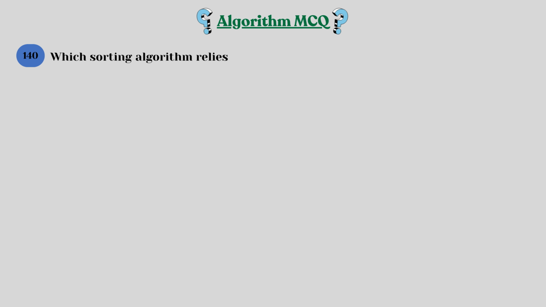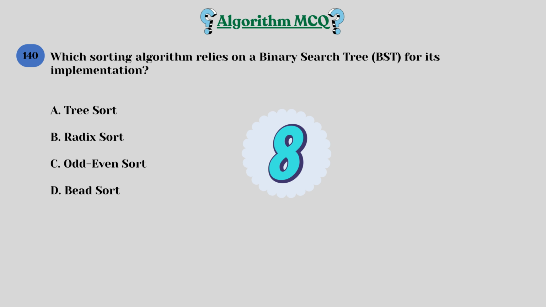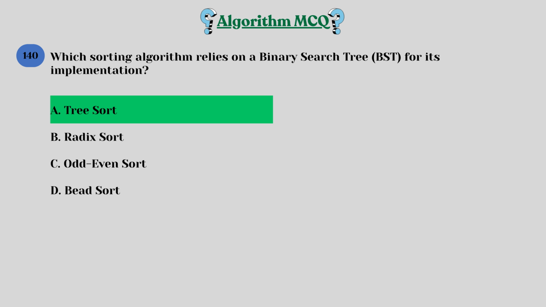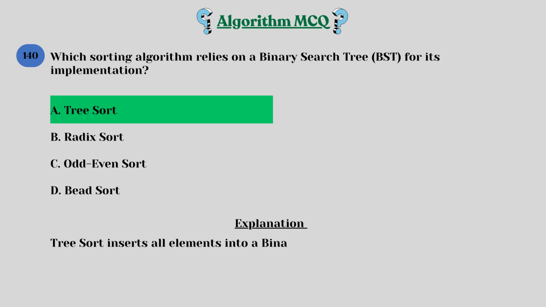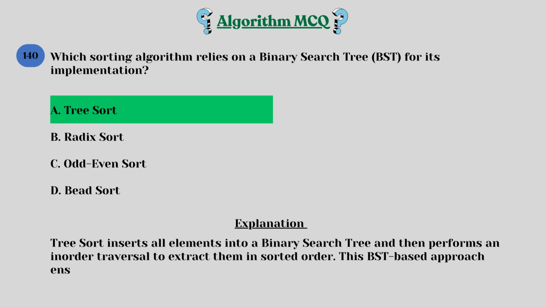Which sorting algorithm relies on a binary search tree, BST, for its implementation? Correct answer, tree sort. Explanation, tree sort inserts all elements into a binary search tree and then performs an in-order traversal to extract them in sorted order. This BST-based approach ensures sorted output efficiently.